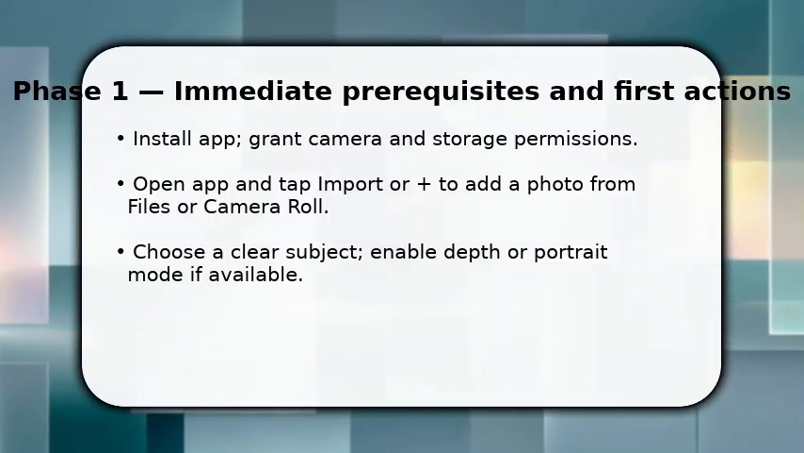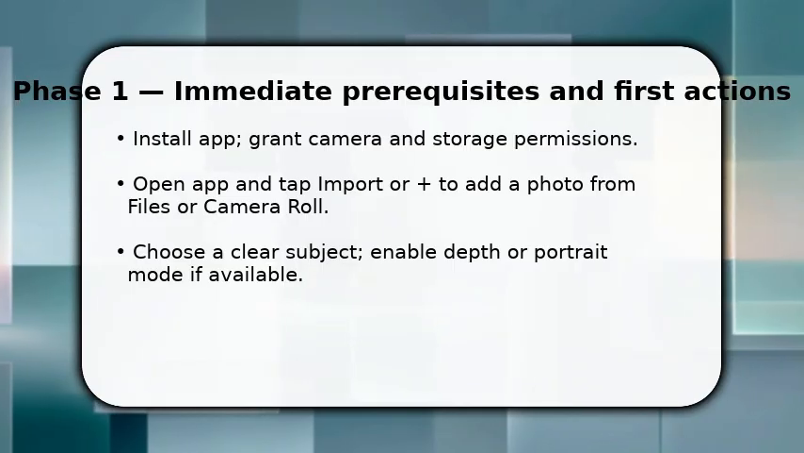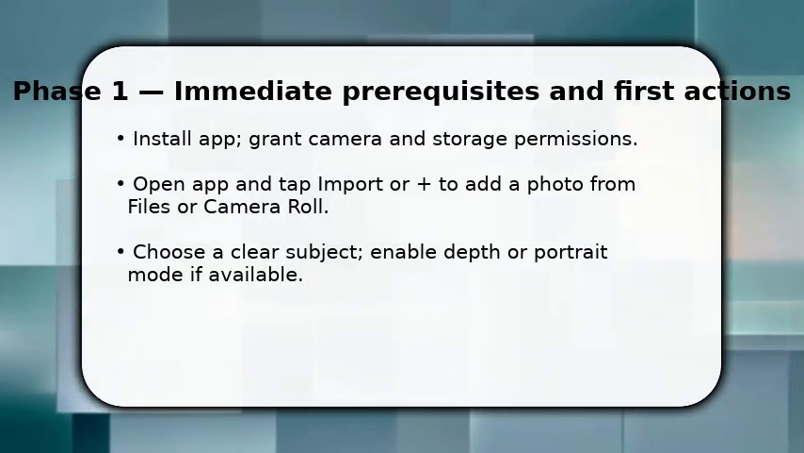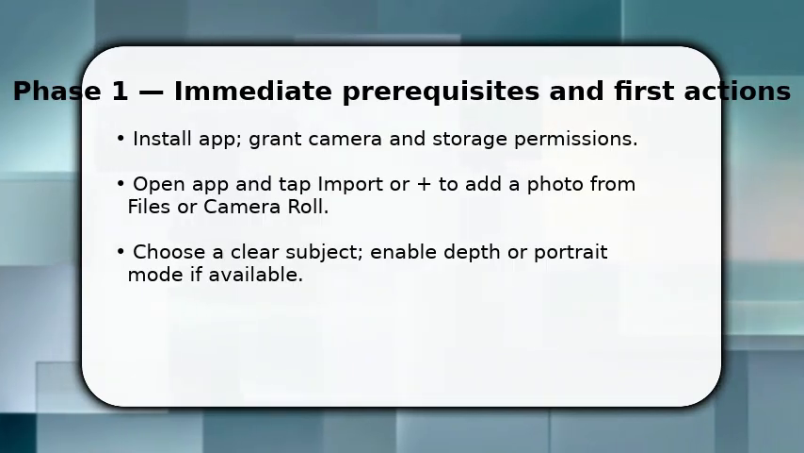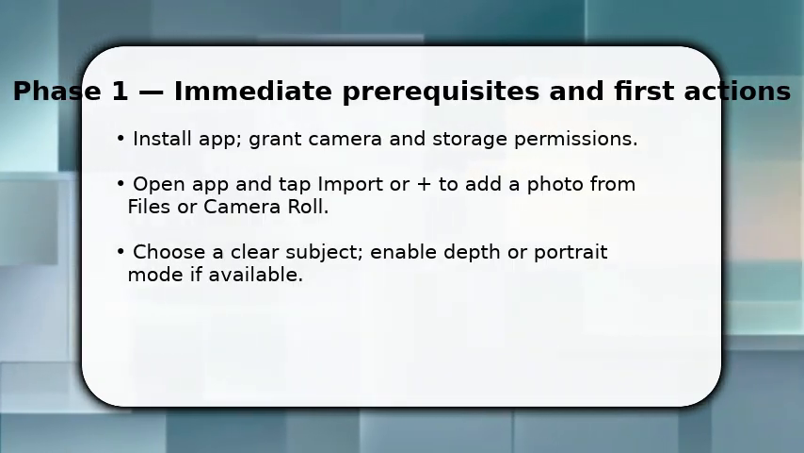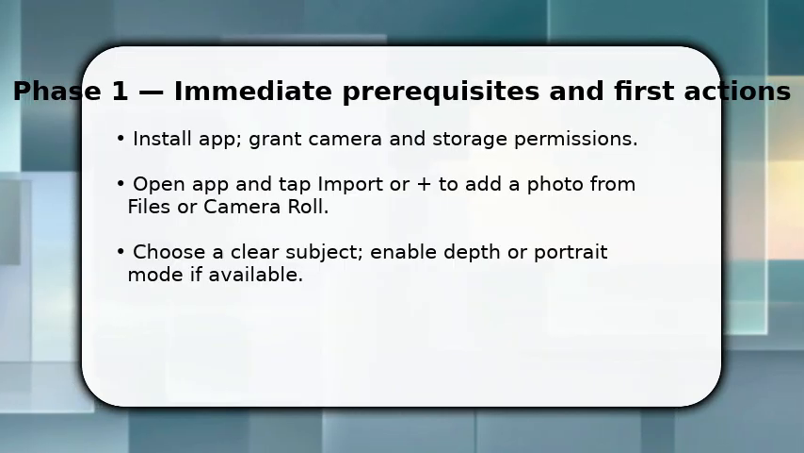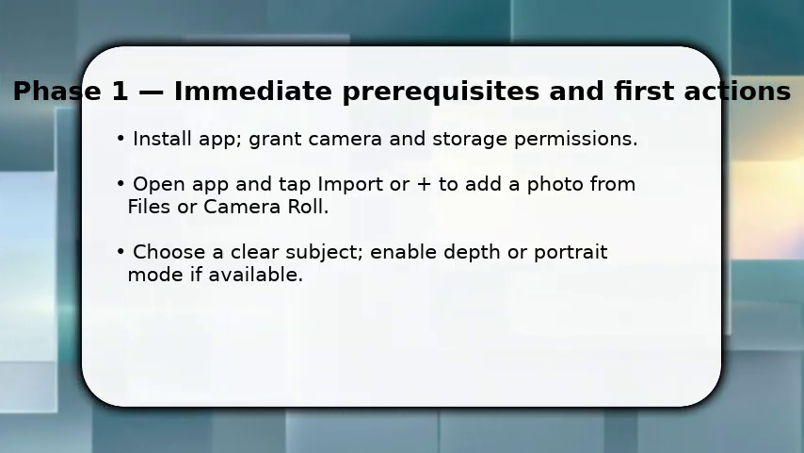You begin by installing and launching the Blur app, then grant camera and storage access so it can read and save images. Once open, tap Import or the plus icon and pick your photo from Files or Camera Roll. Make sure you select an image with a clear subject or a depth map.